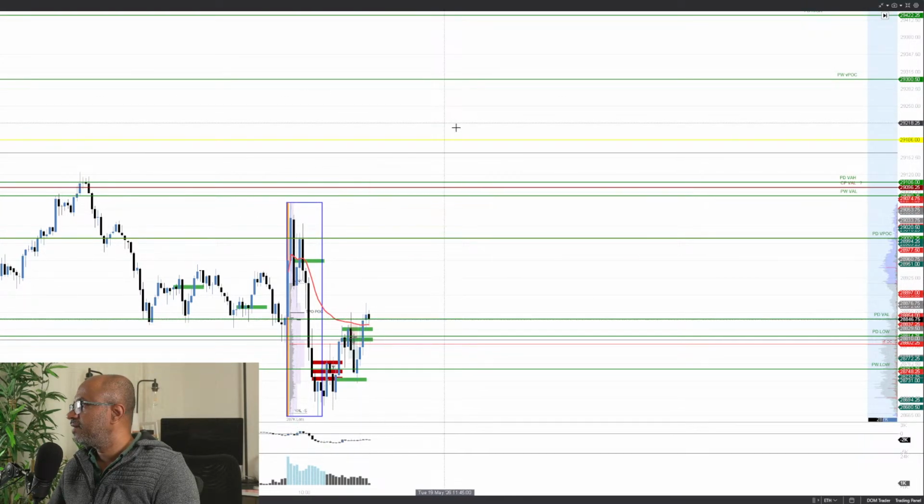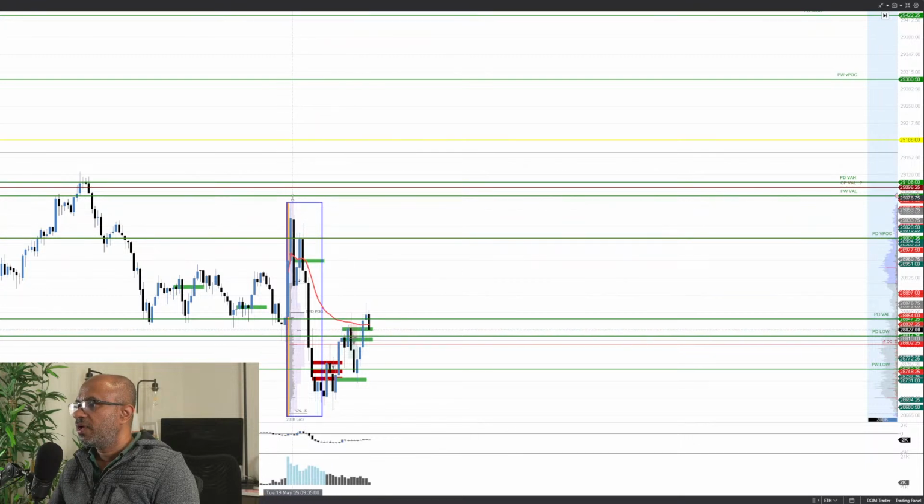We notice that the price started below the previous day value area. So you can see this is the previous day value area high, and this is the previous week value area low over here. So during the live market today, the price came in a retracement towards the previous day value area high and the previous week value area low.